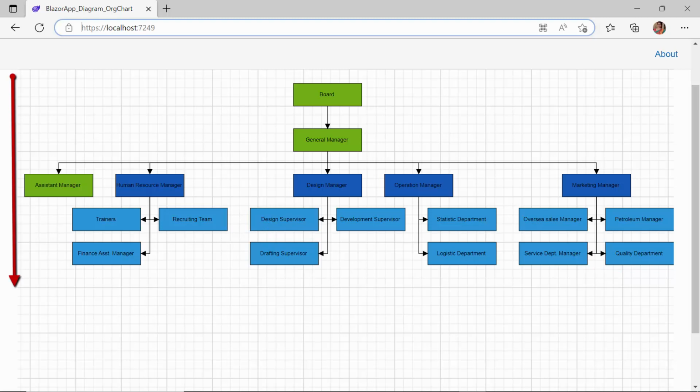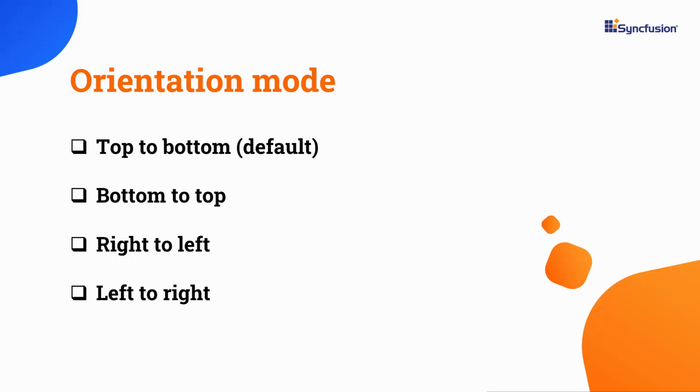See the layout displayed in top to bottom orientation by default. Along with this default orientation, the diagram also supports 3 more modes, based on the position of the parent node. They are bottom to top, right to left, and left to right.